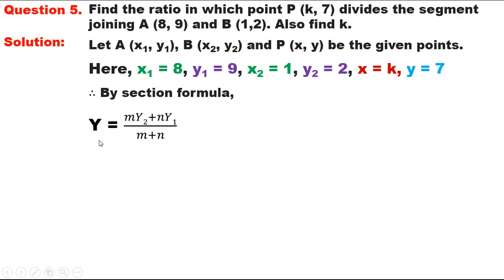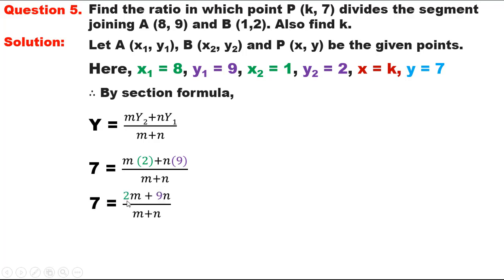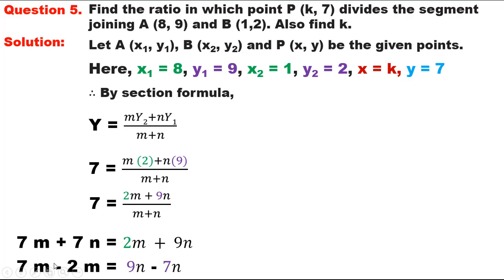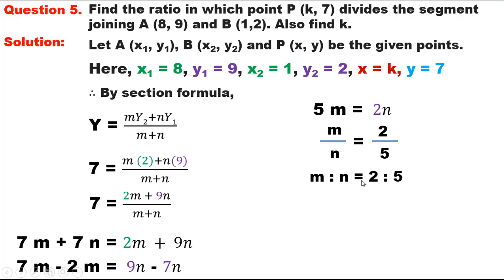By the section formula, y is equal to m of y2 plus n of y1 divided by m plus n. 7 is equal to m of 2 plus n of 9 divided by m plus n. 7 is equal to twice m plus 9n divided by m plus n. 7m plus 7n is equal to twice m plus 9n. 7m minus twice m is equal to 9n minus 7n. 5m is equal to twice n. Therefore m is equal to 2 and n is equal to 5. Therefore m is to n is equal to 2 is to 5.